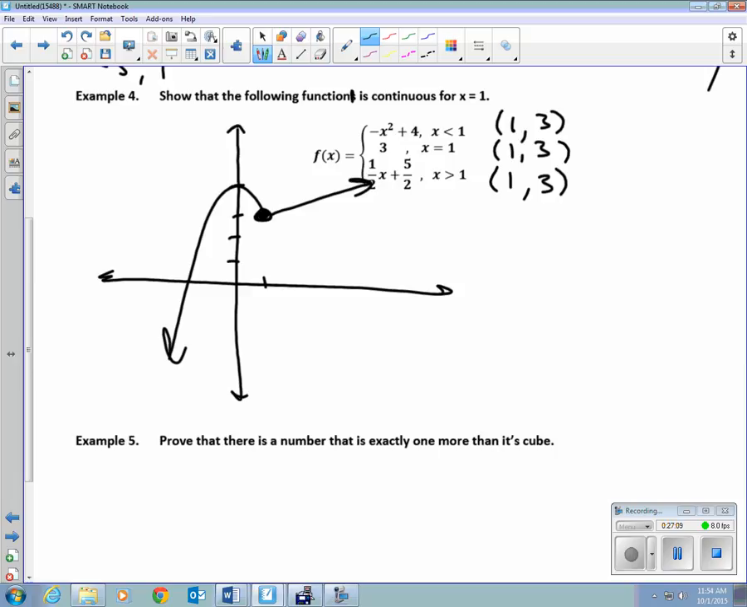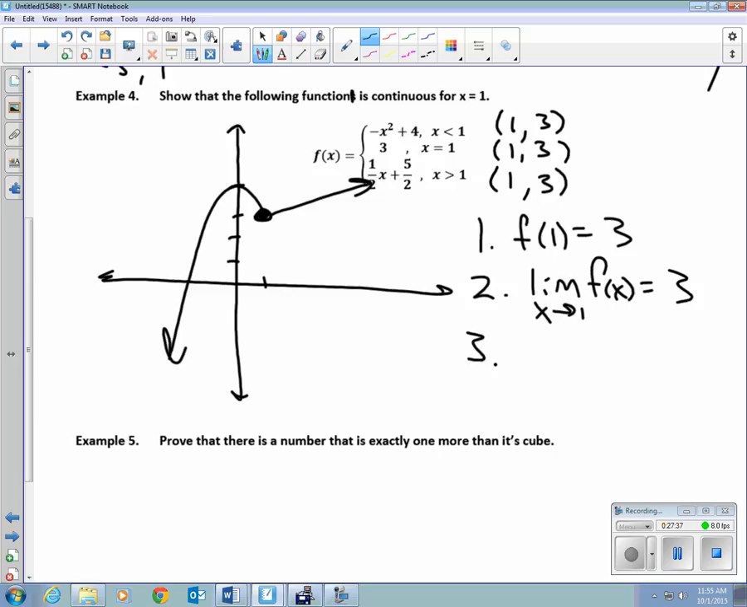What are the 3 conditions that have to be satisfied for continuity? What's the first one? F of A must exist. So F of 1 is equal to 3. What's the second condition for continuity? The limit. The limit as x approaches 1 of the function, let's approach it from the left, and let's approach it from the right. What is it? 3. And then the third condition says that they have to be the same.